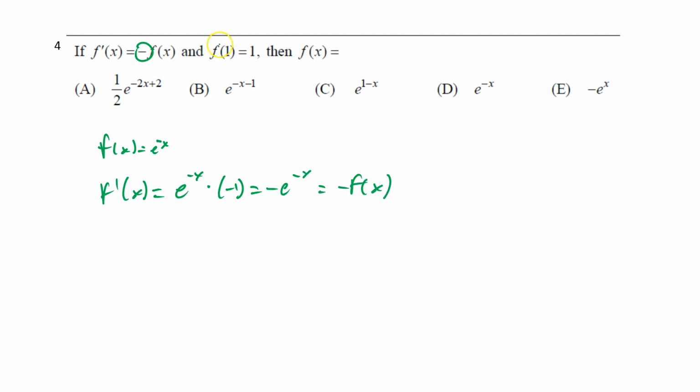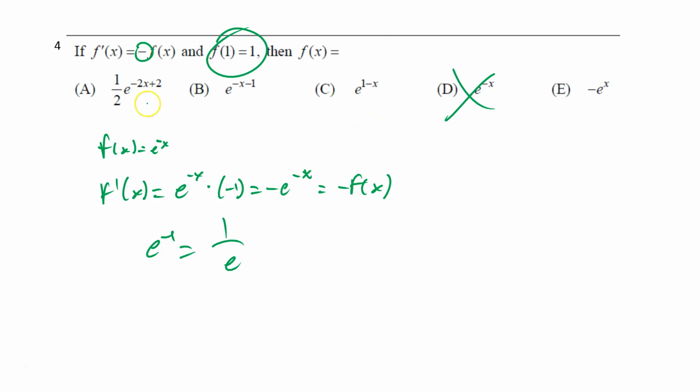Now let's check to see if this works, f of 1 being 1. If I plug 1 in here, I get e to the negative 1, which is 1 over e. That definitely is not true. So it can't be e to the negative x, so it's not that one. But it's got to be something similar. It has to be something where there's a negative in the exponent, because that's going to give us that negative f of x when we differentiate. So let's try some of these other ones that would give us a negative.